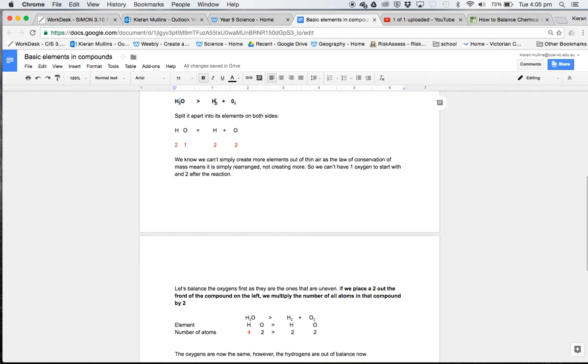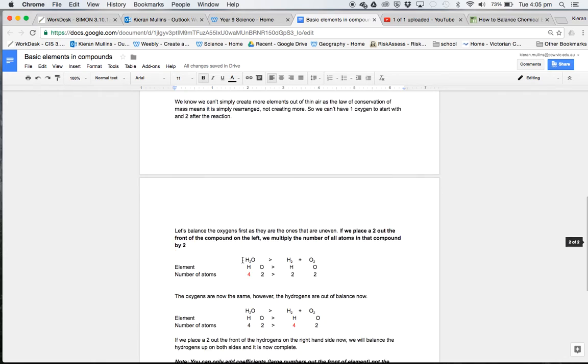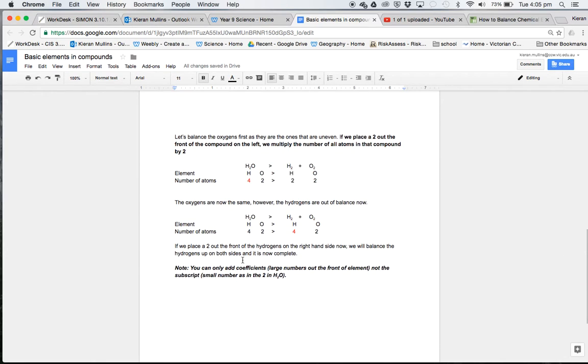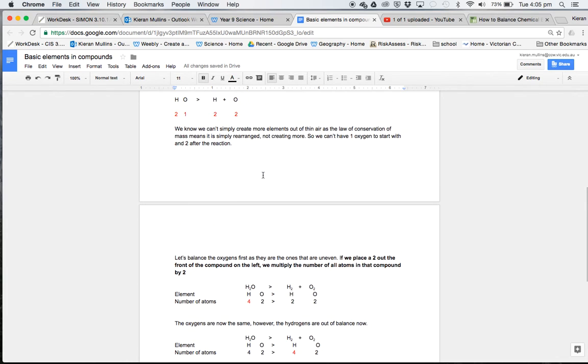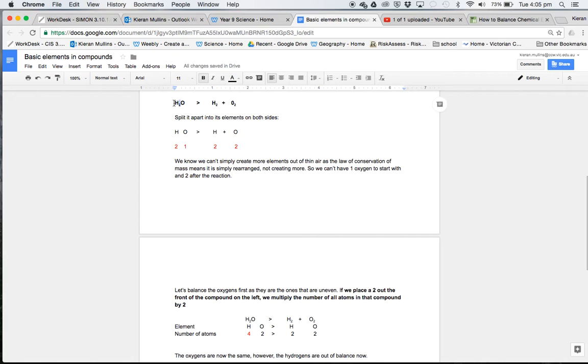We can't add subscript or just take subscript away. The only thing we can add is coefficients to the front of things. And if you can't remember what maths terms are, coefficient is simply a number out the front of things. So if we come down here, in order for me to make this oxygen 2, I will need to add a 2 out the front of this side up here.